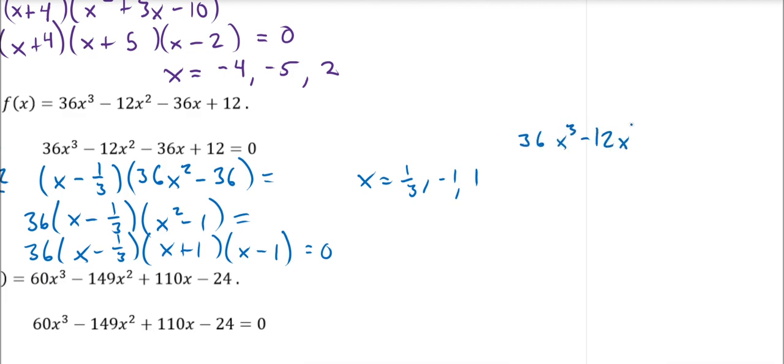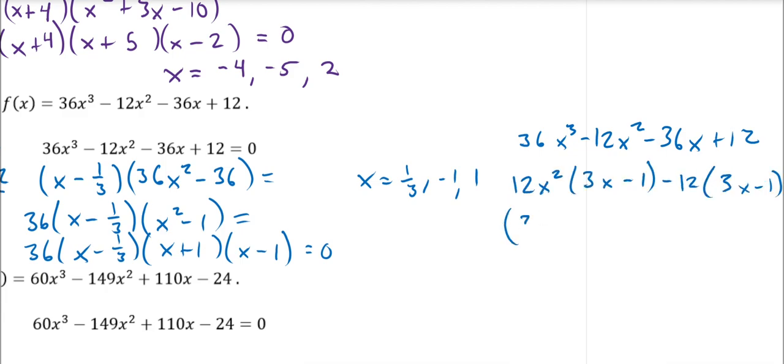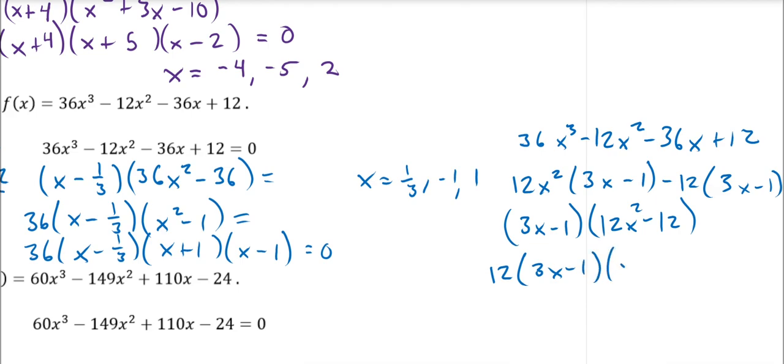36x to the third and so on. We could clearly take a 12x squared out of the first term and a minus 12 out of the second. Notice that factoring out this 3x minus 1, we still get a remainder, 12x squared minus 12, and factoring out our 12, we then get 3x minus 1 times x plus 1, x minus 1, just completing that factoring of the difference of squares.